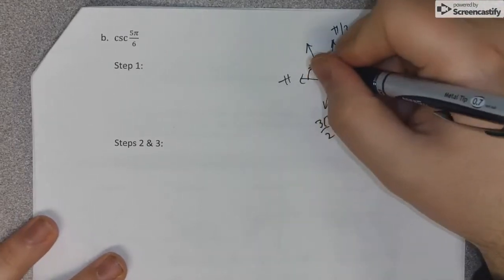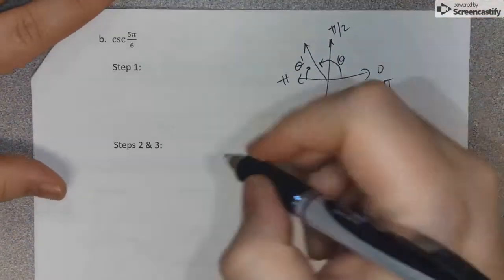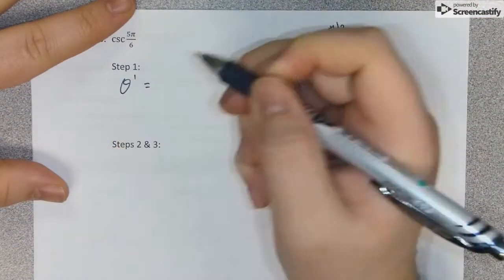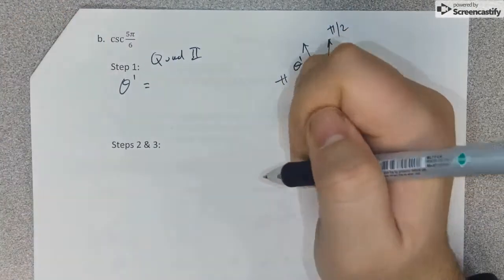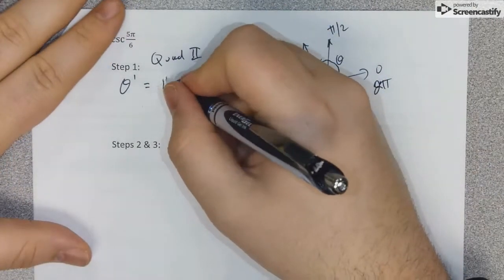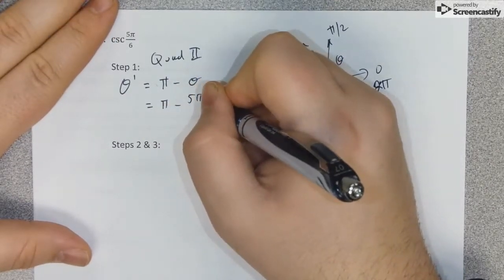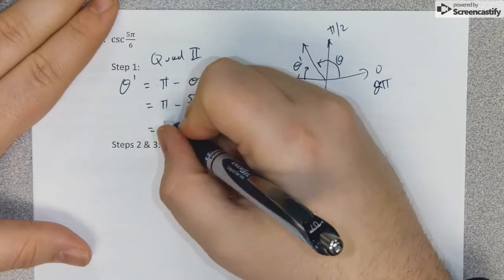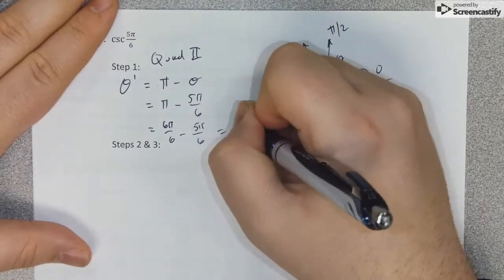So we want to first find our theta prime. So we want to find that reference angle. So theta prime equals, this is in quadrant 2. So theta prime is going to equal pi minus theta. So it's going to be pi minus 5 pi over 6. So this would be 6 pi over 6 minus 5 pi over 6, which is pi over 6.